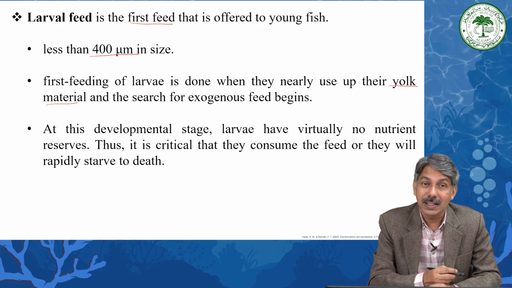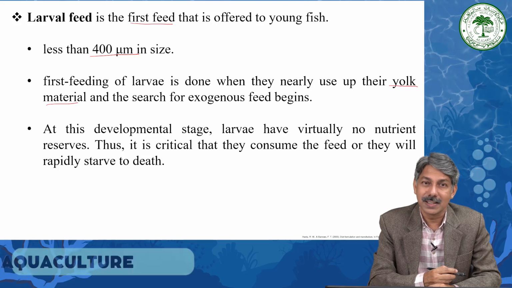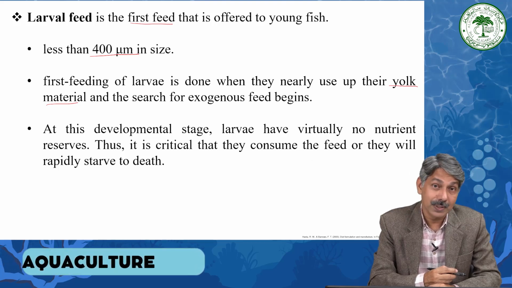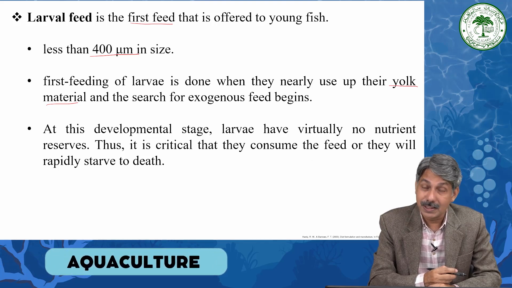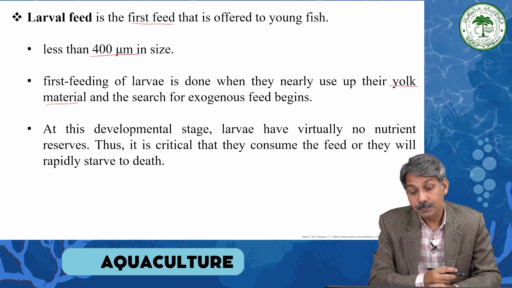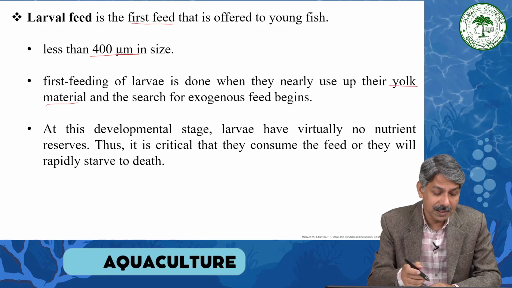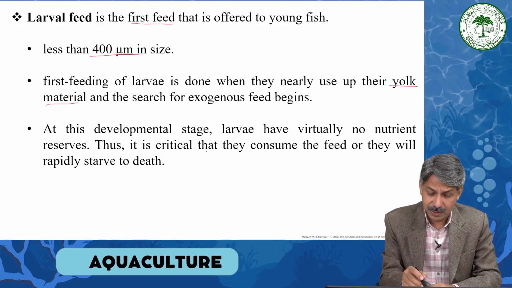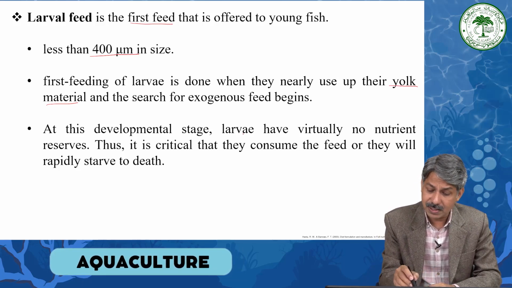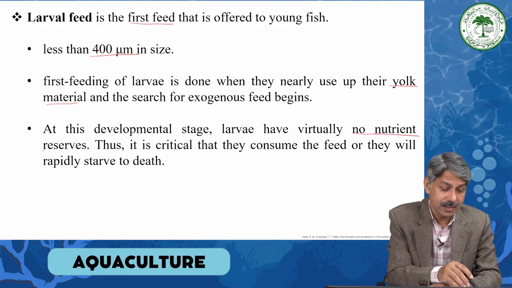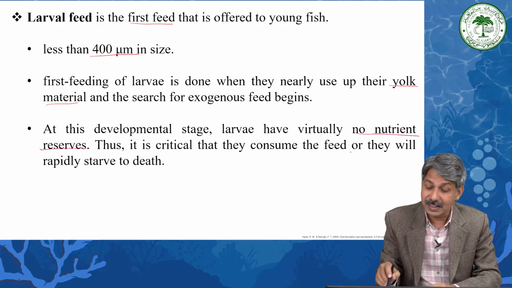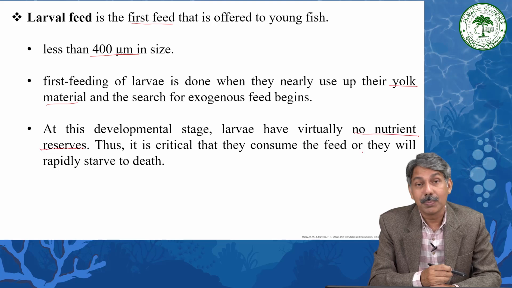So as soon as the yolk sac is absorbed, if you visit hatcheries, there is mass mortality at this stage in many hatcheries if they have not devised a better feeding strategy. This is a very crucial time because they do not have any energy reserve. At this development stage, larvae have virtually no nutrient reserves. Thus, it is critical that they consume the feed or they will rapidly starve to death. And that is what happens.